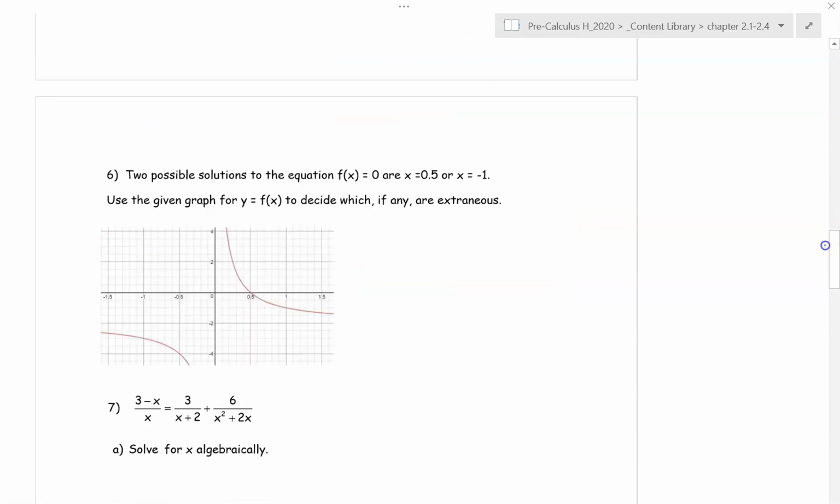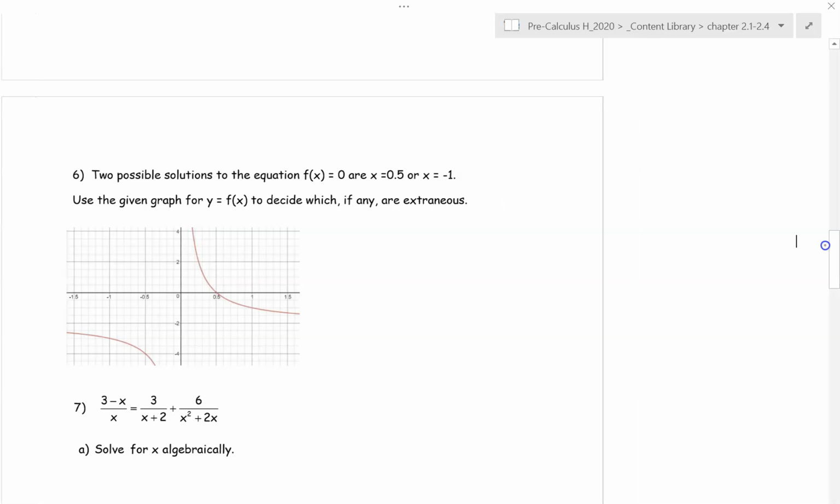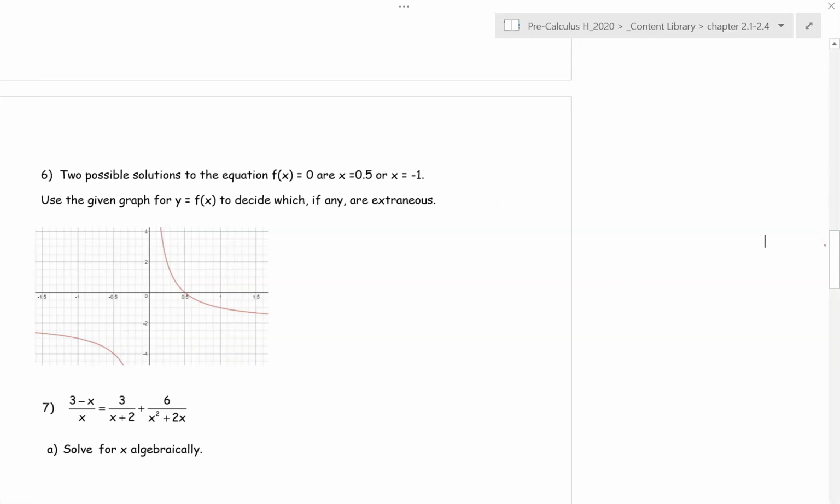Now for number 6, again, two possible solutions emerge from the solving process, and I'm just curious, could you look at the graph and decide if either of those solutions are extraneous? Go ahead and pause the video and make your decision. So notice x equals -1 is extraneous because when you look at the graph, we're trying to find what are the x values when y is 0, and we have a solution at 1/2 but not at -1.